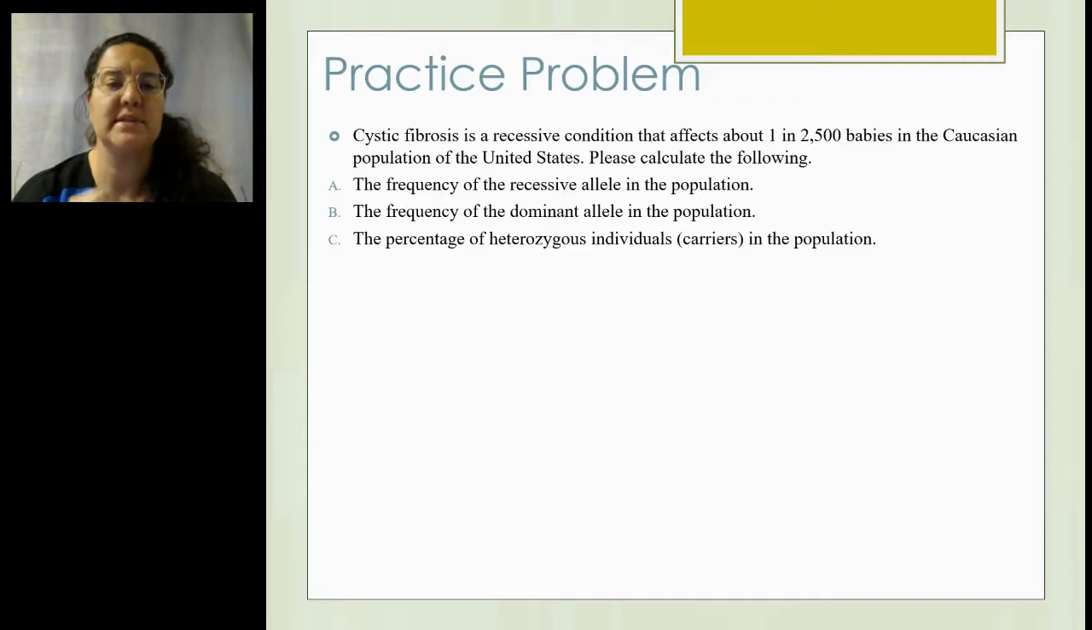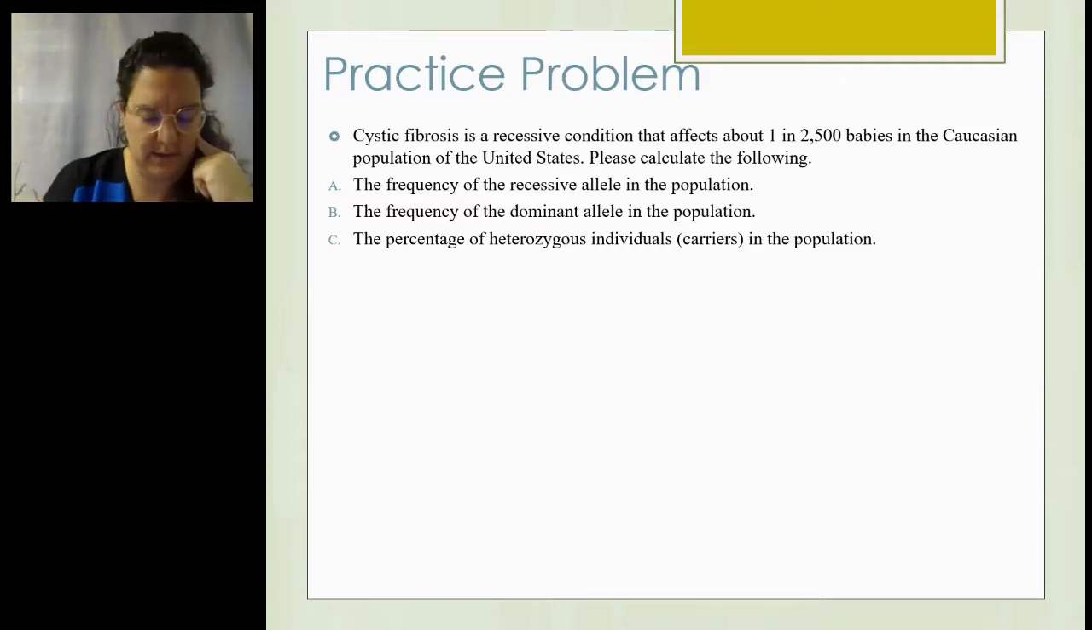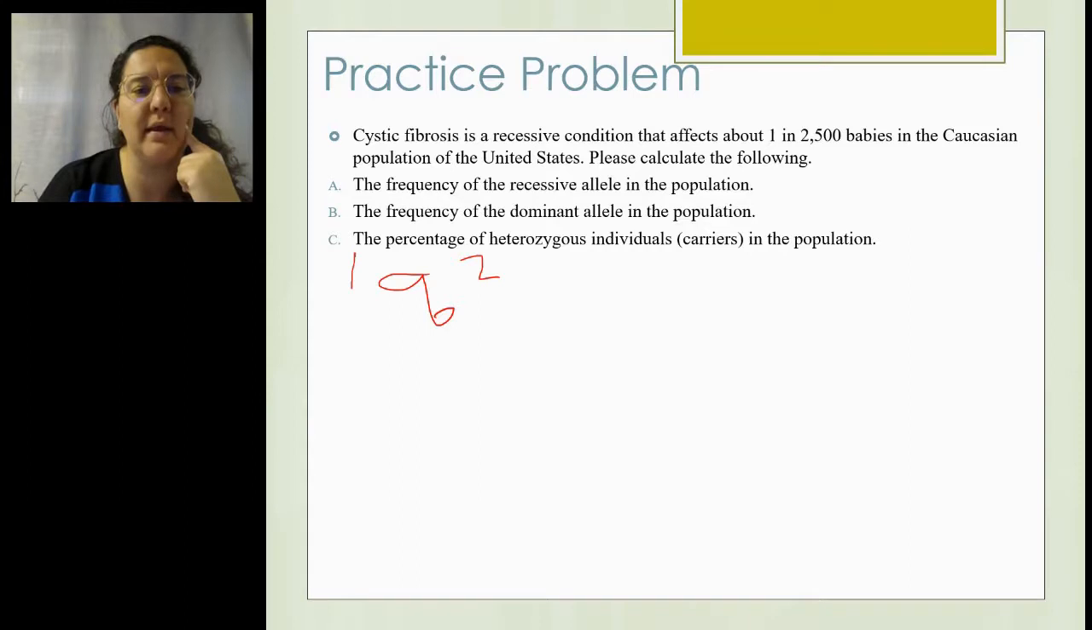Cystic fibrosis is a recessive condition that affects about 1 in 2,500 babies in the Caucasian population of the United States. Please calculate the following: the frequency of the recessive allele in the population. So our first step is to calculate q squared. We're going to find out the percentage of homozygous recessive individuals.